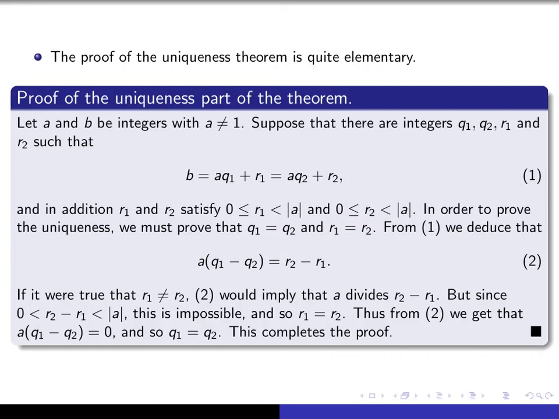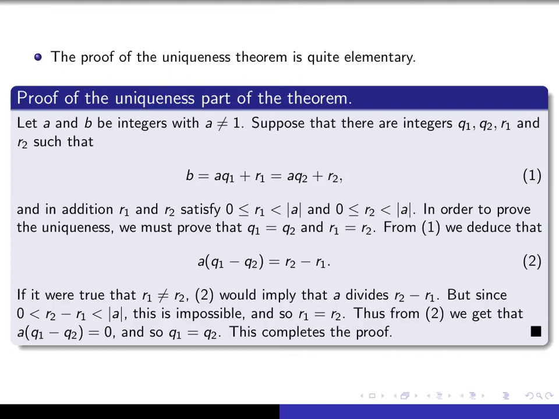So what we do is we take this equation and we move the AQ2 term to the left and we move the R1 term to the right, and that gives us this, after we factor the A out. Now R1 and R2 both lie between 0 and absolute A. And so without loss of generality, one of them must be bigger than or equal to the other. It doesn't really matter which one. So let's just assume that it's R2 that's bigger than or equal to R1. It really doesn't make any difference which one of the two is bigger.